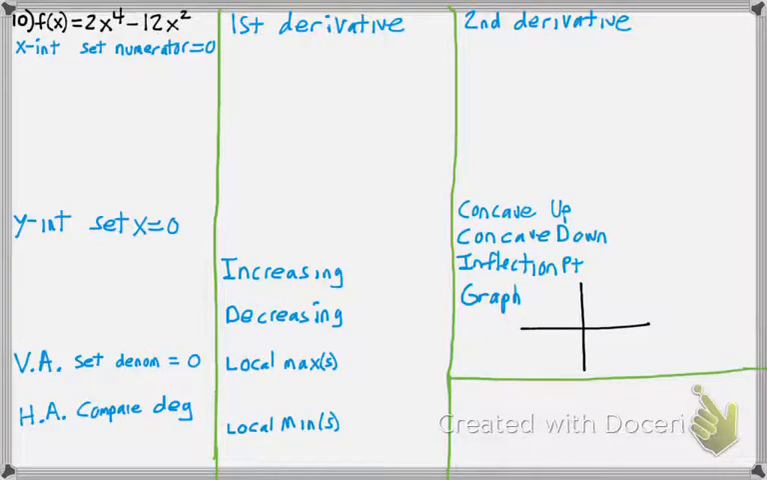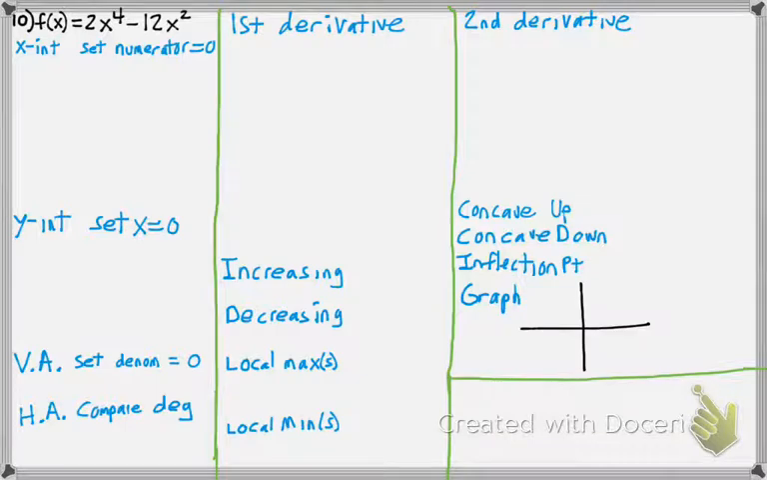For number 10, they want us to use algebra, the first derivative, and the second derivative to find the following information. Show all work, including the number lines. So, needless to say, we have a lot to do on this problem. It's basically a complete graph analysis.